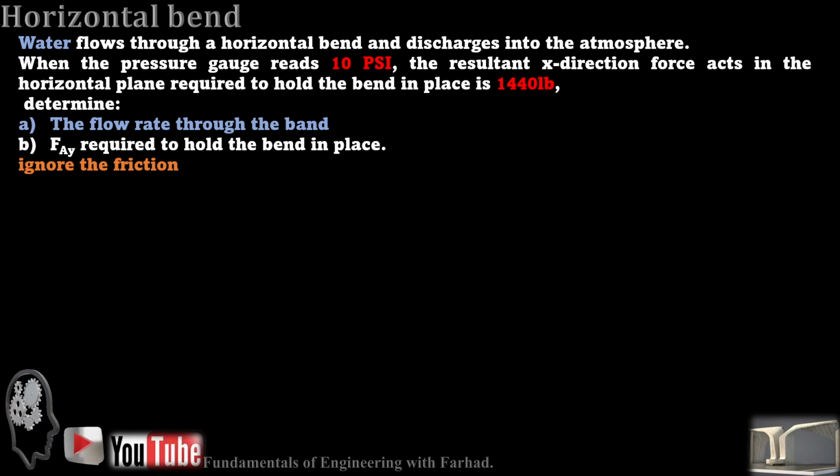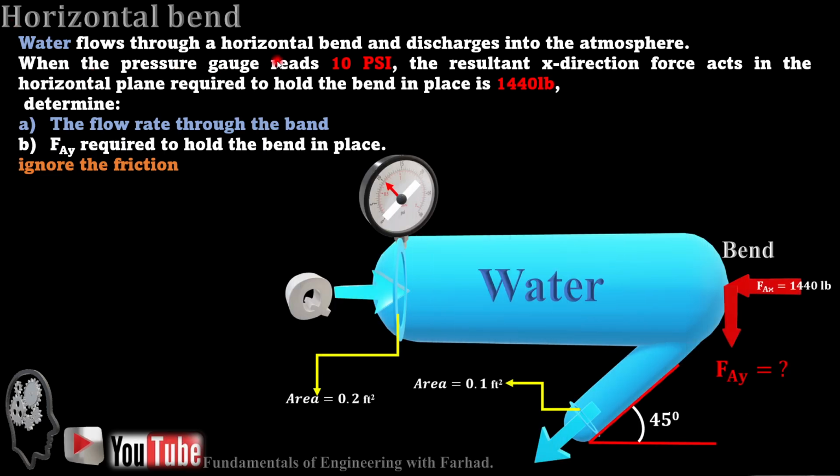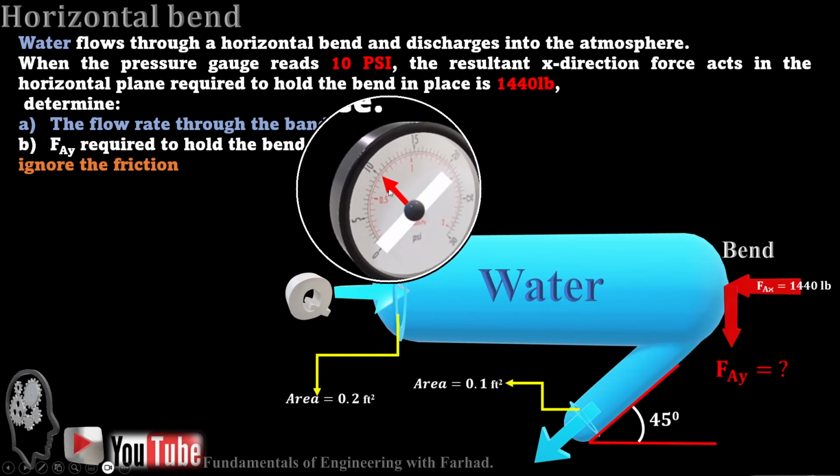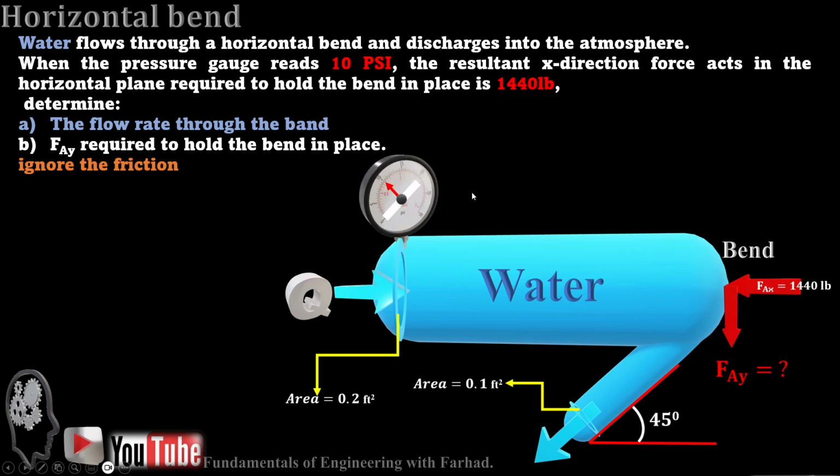So in this example, water flows through a horizontal bend and discharges into the atmosphere. The pressure gauge is reading 10 psi, pounds per square inch. We know the resultant force in the x direction is F sub Ax, equal to 1440 pounds, and we want to calculate first the flow rate which moves through the bend, and also the vertical component of the resultant force required to hold the bend in place.